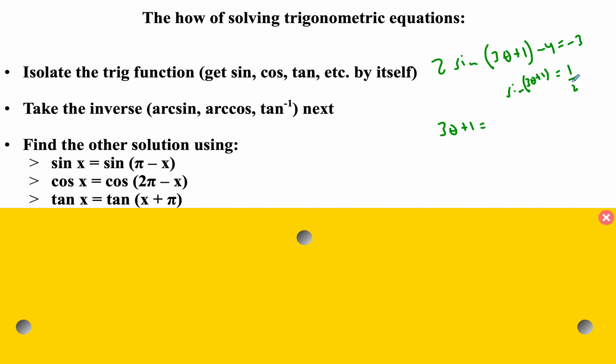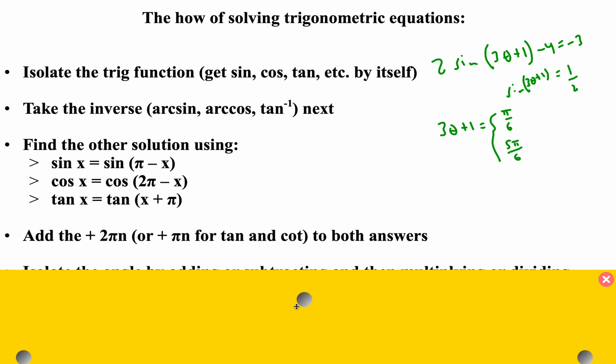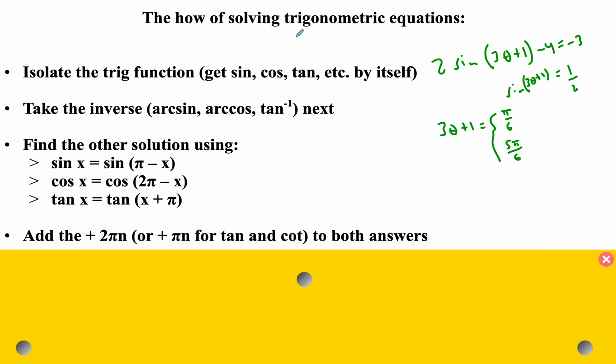Now for sine equal to 1/2 in the domain, that would be what? Pi over 6, right? But there are actually two solutions, meaning for sine, you'd take pi minus that, so pi, which is 6 pi over 6, minus that would be 5 pi over 6. And that would give you the two solutions between 0 and 2 pi. Then you'd add 2 pi n for both answers.